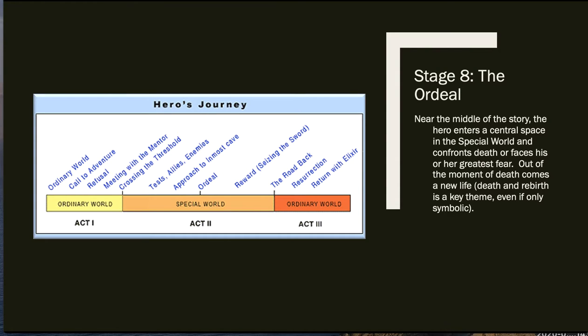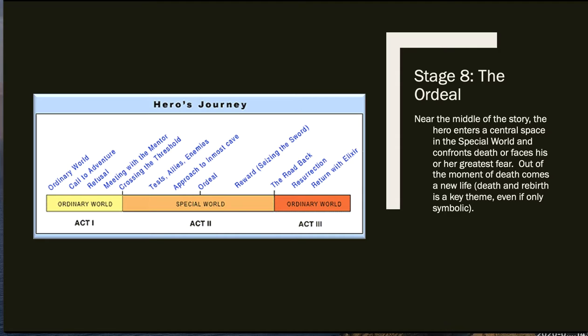The ordeal tends to be at the midpoint of the story. So if Act 1 is 25% and Act 3 is 25%, the space between the start of Act 2 and the ordeal is the next 25%. The hero enters a central space in the special world and confronts death or faces his or her greatest fear. Out of the moment of death comes a new life. So death and rebirth are a key symbol, key theme.